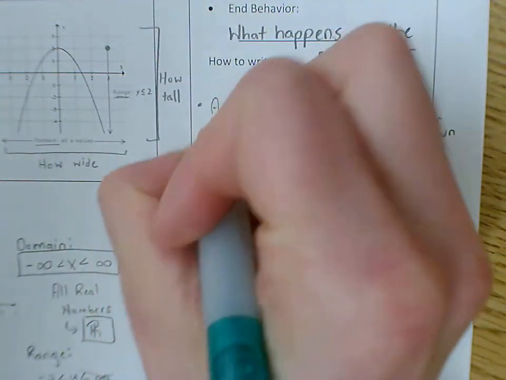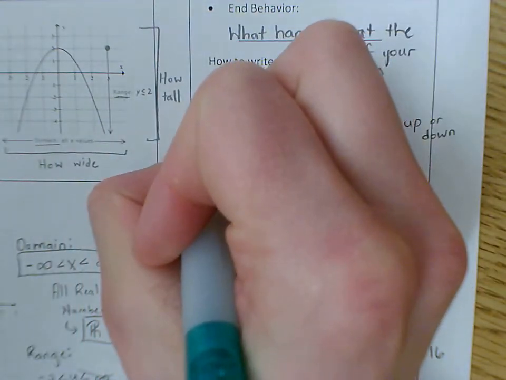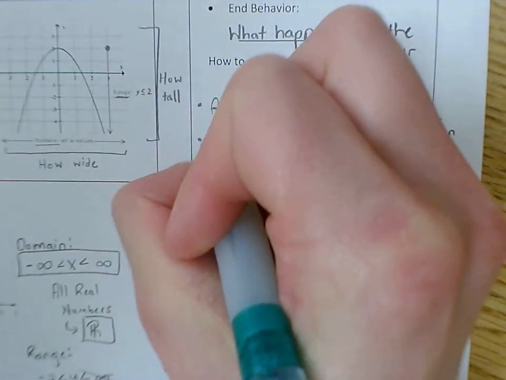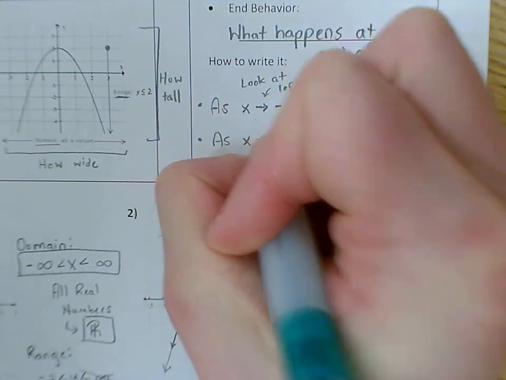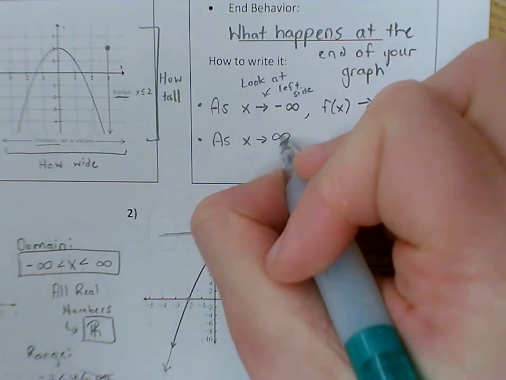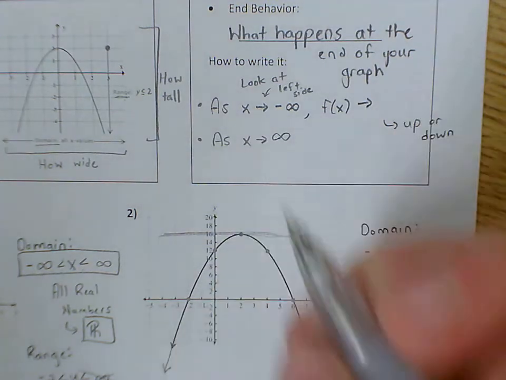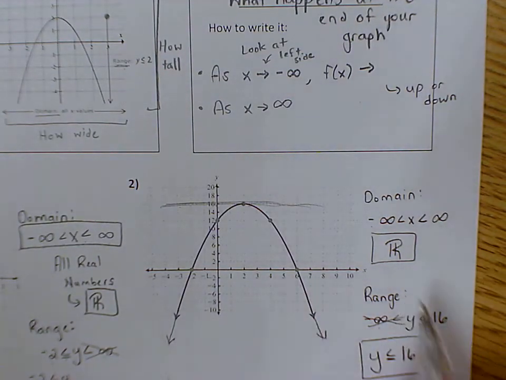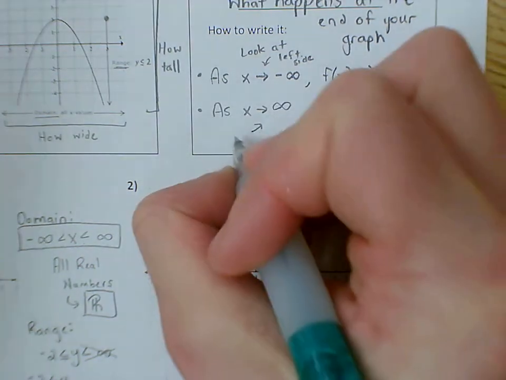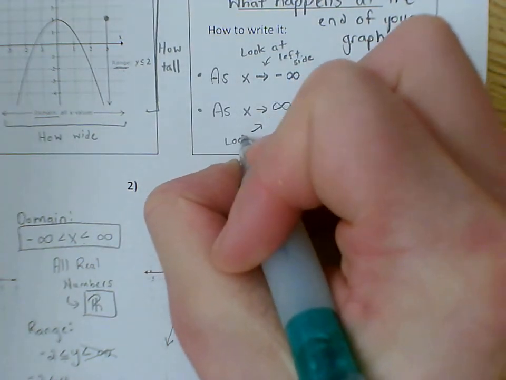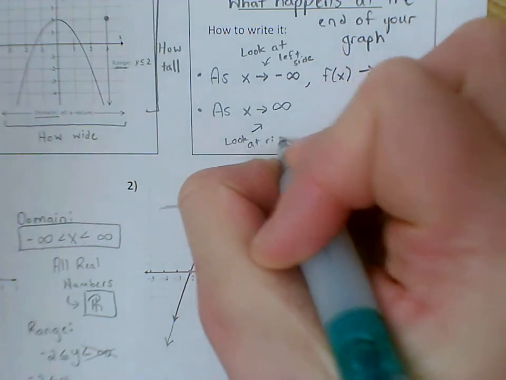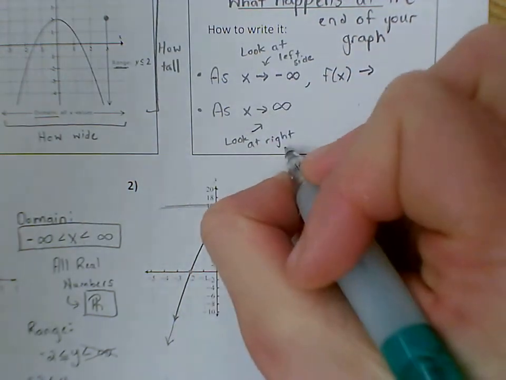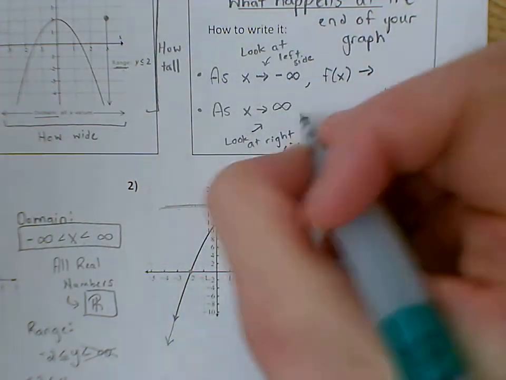And then the other thing that you have to do, well, you have to look at the other side of your graph. So then you're going to have to write as x approaches. So the other side would be when it's going to positive infinity. So if you think about the positive numbers on the x-axis goes to the right. So you're essentially telling whoever's looking at this to look at the right side of your graph. And then you're going to tell them what the function is doing on the right side.